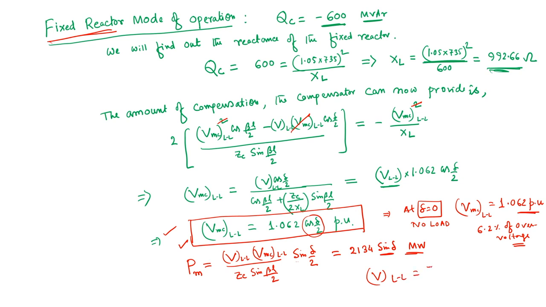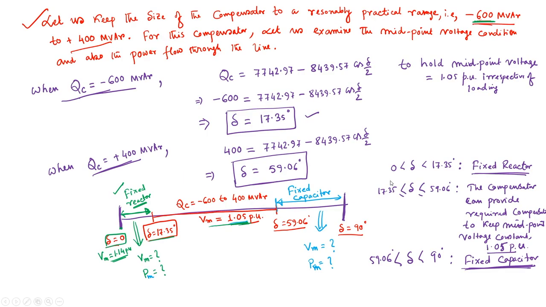And then you put all these values. VL to L is considered as 735 kV, and VMC line to line is 1.062 multiplied by 735 kV multiplied by cos delta by 2, and ZC sin beta L by 2, these values we already obtained at the very beginning of the previous lecture. So, if you put all these values you will come up with this expression of power. Okay. So, we obtain this: VM is 1.062 per unit and PM is obtained as 2134 sin delta. Okay.